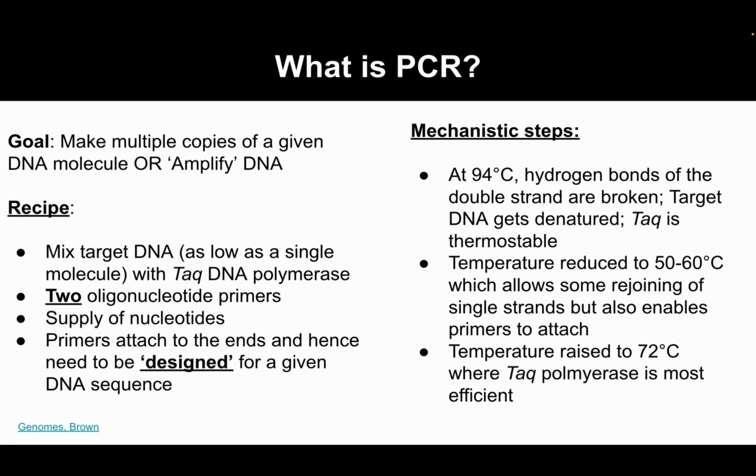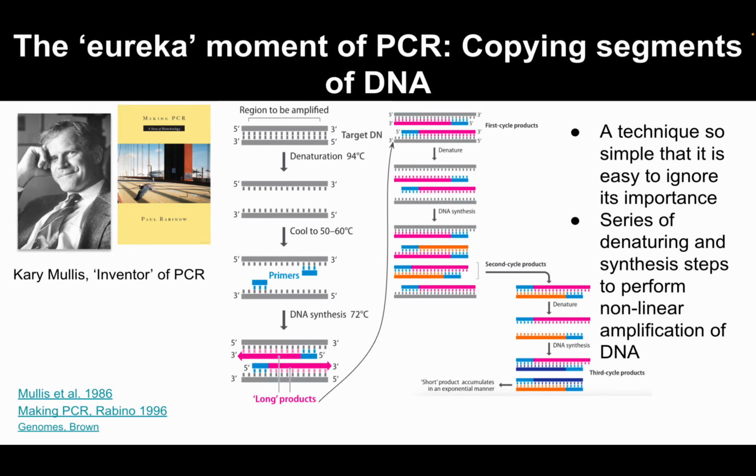You raise the temperature to certain degrees because you want to match the physical conditions of where this was taken from, and it's apparently very stable and very efficient at 72 degrees Celsius. That's why you go through this cycle of denaturing, renaturing, and increasing the temperature to 72 degrees Celsius.